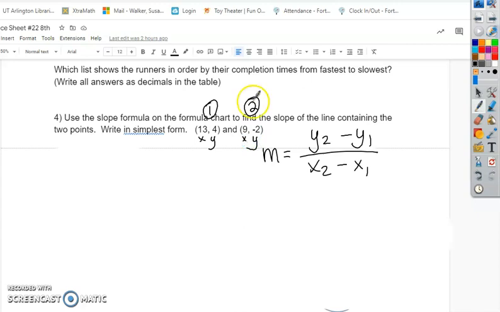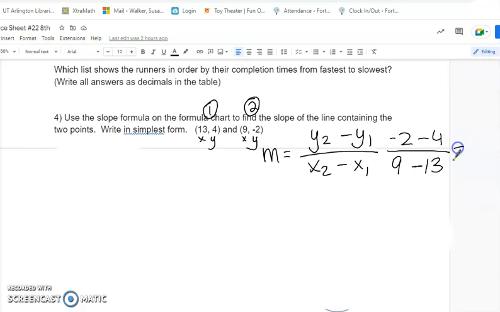Okay, y2 is negative 2. y1 is 4. Remember, we need a minus between these. X2 is 9. X1 is 13. Okay? Push this in your calculator to see what you get. And when I first get this, I get -6 over 4. Now you probably over -4. You may not be seeing that. When you press it in the calculator, you should be getting a slope of 3 over 2.